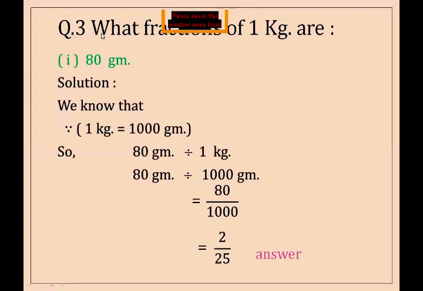There is question number 3 from the same exercise. What fraction of 1 kg are? The first part is 80 grams. Solution start here. We know that 1 kg is equal to 1000 grams. Here we have the question, 80 grams divided by 1 kg, so 80 grams divided by 1000 grams. Now this 1 kg is converted into 1000 grams. So here we write this in fraction form. We write 80 upon 1000 here. And after simplification, the final answer is 2 upon 25.